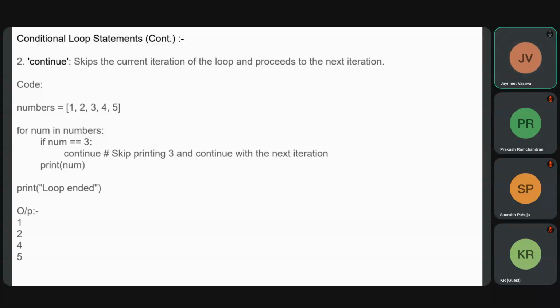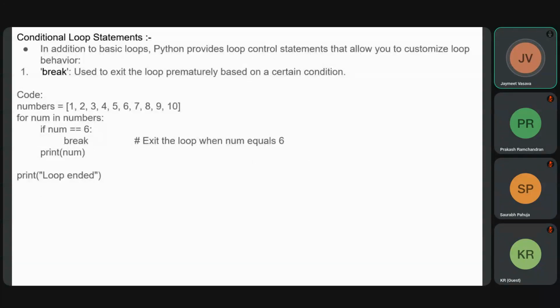So when we execute this block of code, you can see that the output will not have the number 3 in it. So the continue keyword helps us skip that part of the iteration, whereas the break statement completely stops the execution of that part and comes out of the loop.